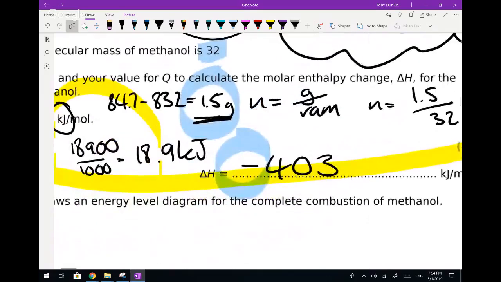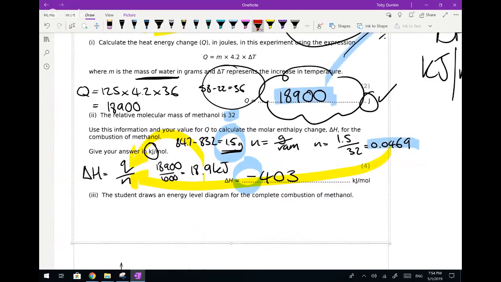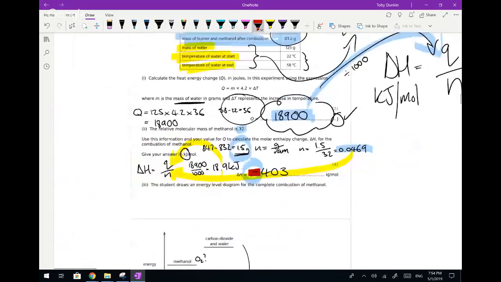So if I didn't remember, folks, I'd forget to put in the negative sign. This was exothermic. It was a combustion. I know it's going to be minus, but if you forget to put that sign in, you'll lose one of your marks. Next, right, it gave you a table.